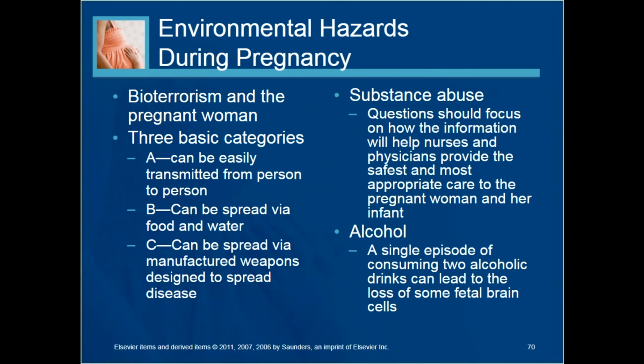Environmental hazards during pregnancy include bioterrorism. The three basic categories are: A, can be easily transmitted from person to person; B, can be spread via food or water; or C, can be spread through manufactured weapons designed to spread disease. And then there's substance abuse. Questions should focus on these things to help nurses and physicians provide the safest and most appropriate care for the woman and her infant. And then alcohol. A single episode of consuming two alcohol drinks can lead to some fetal brain cell abnormalities.